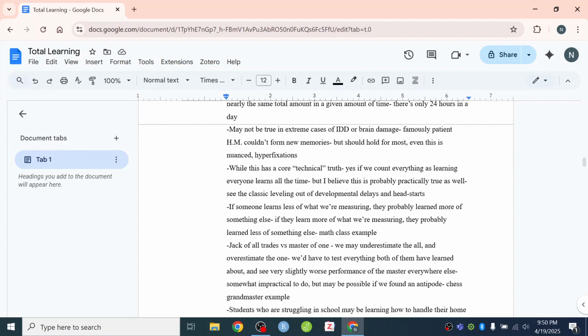But to test the learning of the jack of all trades, we'd have to test all the things they've been investing their time into, and to show that they've learned a similar amount, we'd have to test everything both of them have learned about and see the very slightly worse performance of the master everywhere else, and the very slightly better performance of the jack everywhere else except for the thing which the master is the master of. That's very difficult to do.